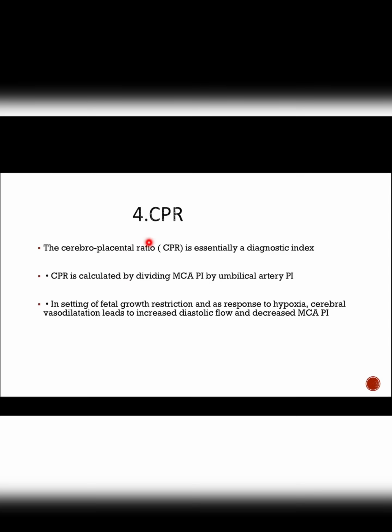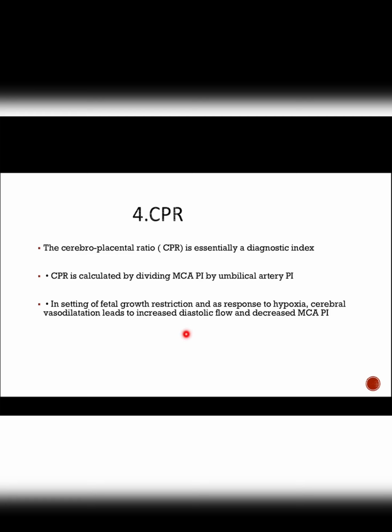Moving on, the cerebroplacental ratio. It's important, you should be knowing about it. It is a diagnostic index. CPR is calculated by dividing the MCA pulsatility index by the umbilical artery PI. In the setting of fetal growth restriction and in response to hypoxia, cerebral vasodilation leads to increased diastolic flow and decreased MCA pulsatility index. That we got to know, that I have taught you earlier.